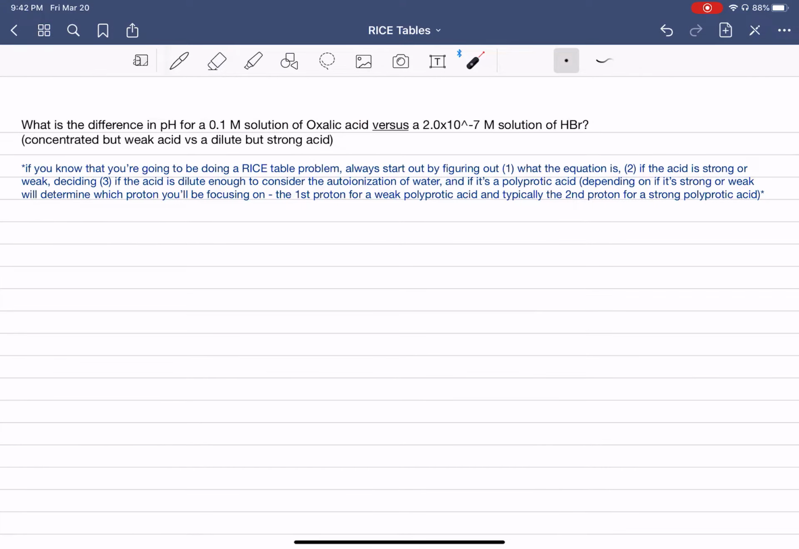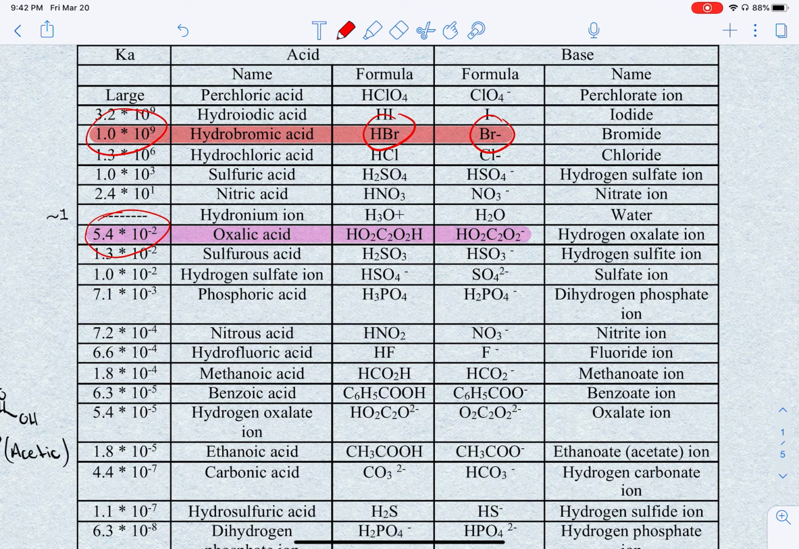But for oxalic acid, you're going to go to your formula sheet that will be provided for you, and you're going to find oxalic acid right here. You can see what the acid is, HO2C2O2H, and its conjugate base. So the acid is going to be on the left side of the equation, conjugate base on the right side, and we're going to have H2O on the reactant side with the acid and the hydronium ion, or H3O plus, on the right side, or the product side. Same is going to go for HBr, reactant side, product side.